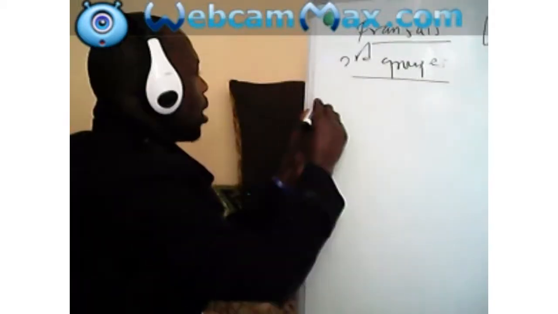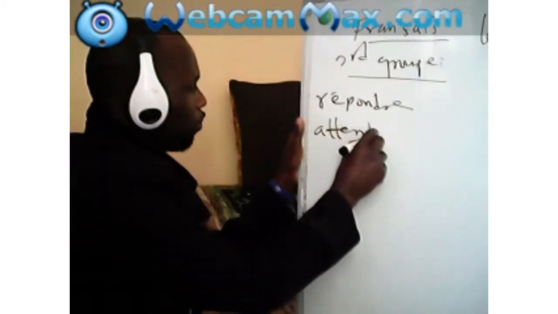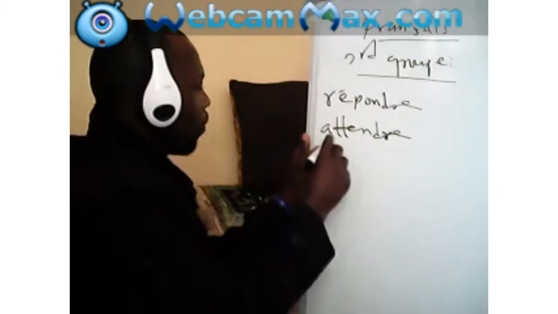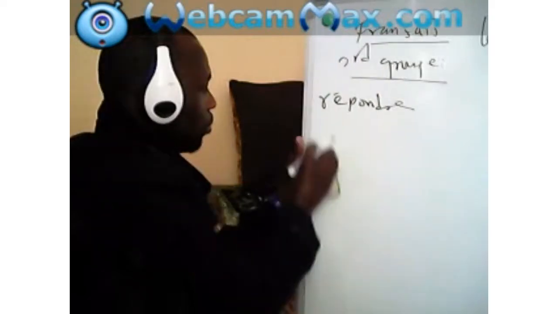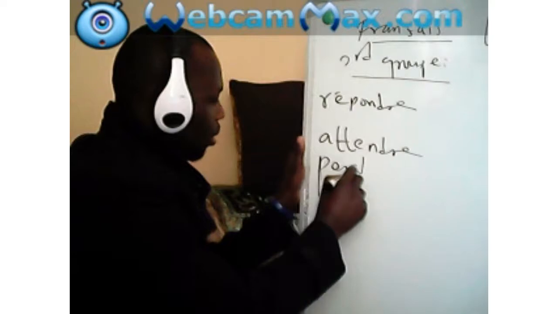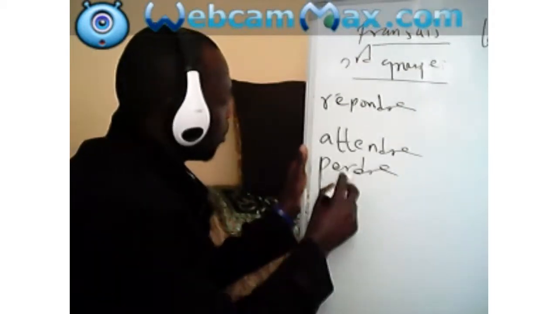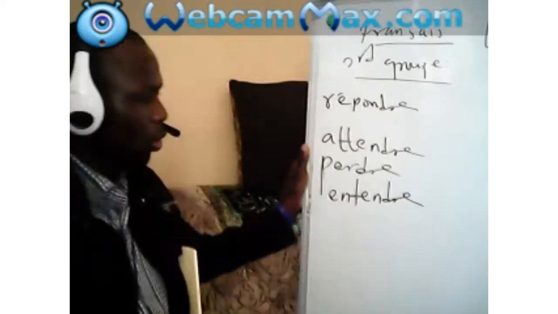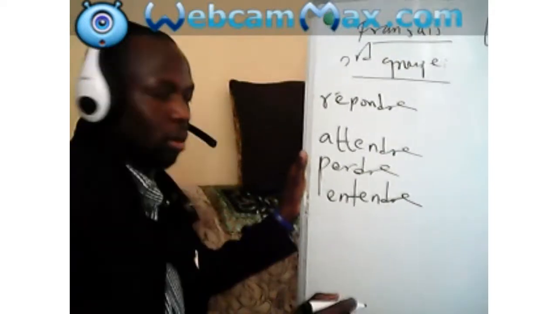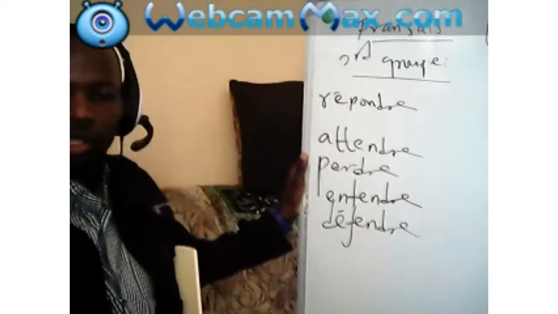So, more third group verbs. We have the verb répondre, to respond. We have the verb attendre, to wait, double T. Then we have the verb perdre, to lose. We have the verb entendre, to hear. We have the verb défendre, to defend.